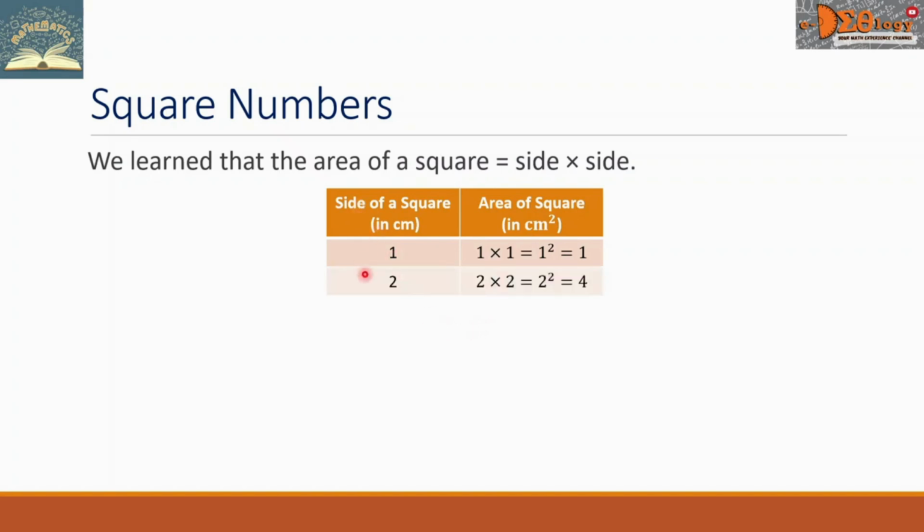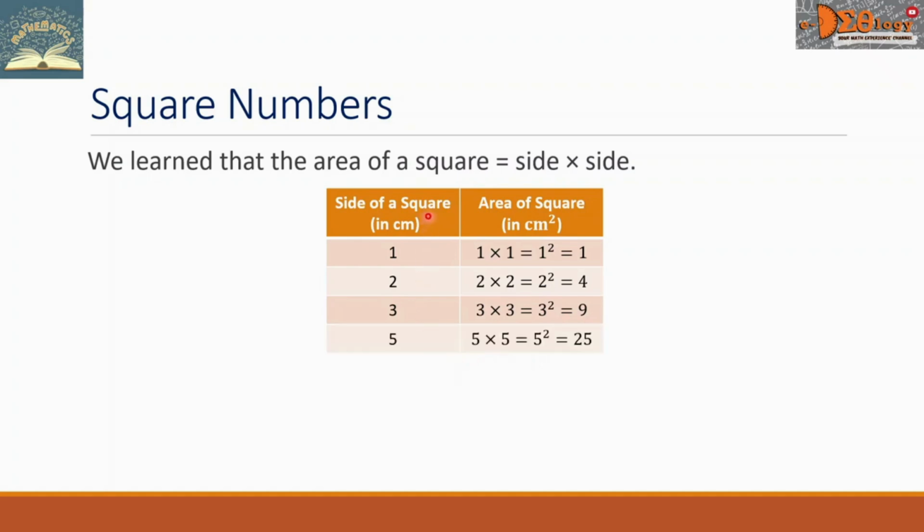What about if the side is 2? The area is 2 times 2, or we write as 2 square, and we simplify this as 4. If the side is 3, the area is 3 times 3, or 3 square, and we simplify as 9.